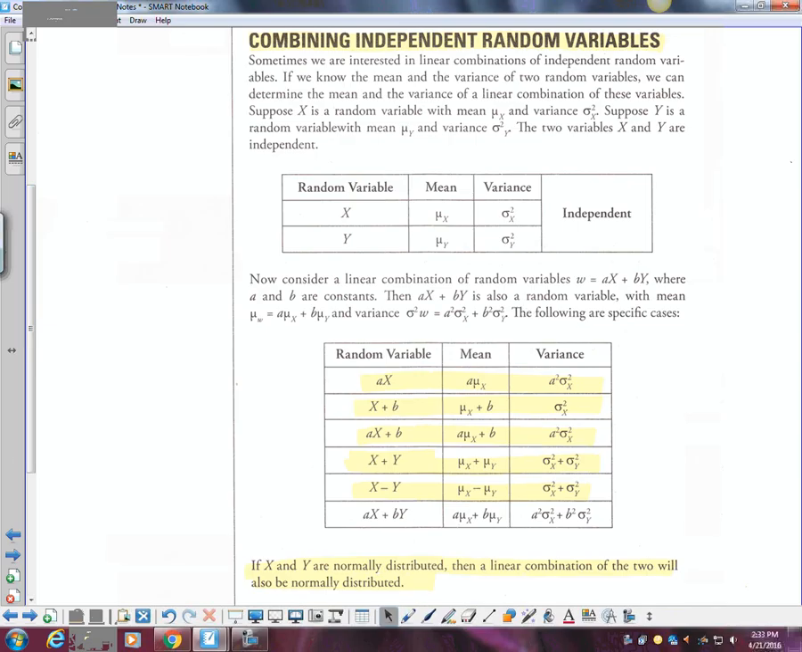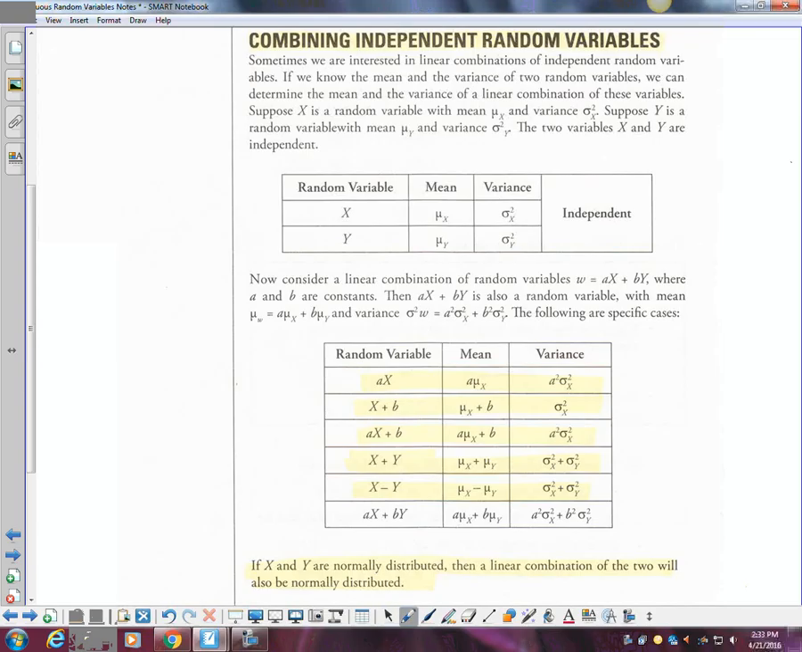So this is talking about combining independent random variables. Sometimes we're interested in the linear combinations of independent random variables. If we know the mean and the variance, not the standard deviation, of the two random variables, we can determine the mean and the variance of linear combinations. So that's talking about addition and subtraction and even some multiplication.